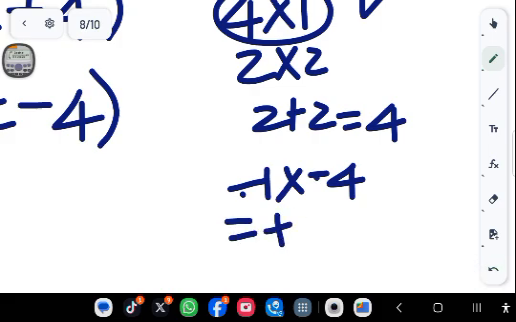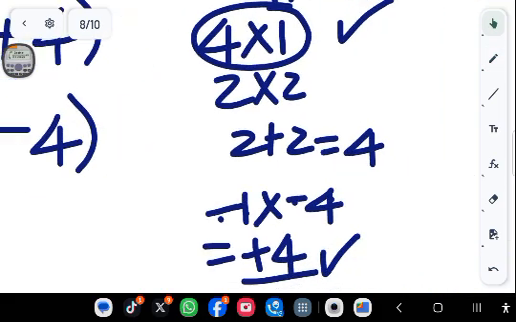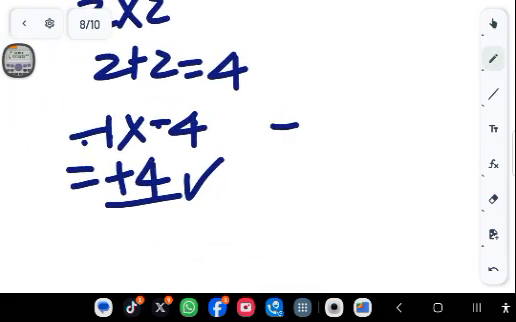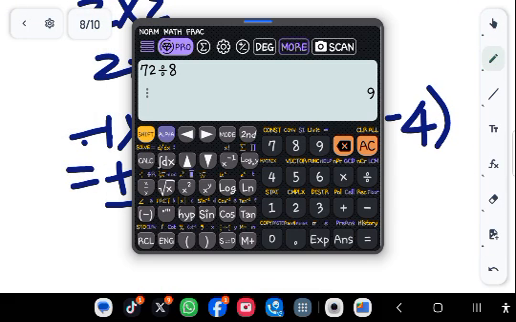Negative times negative is positive. 1 times 4 is 4, and that checks out. But also, when you add these two together, negative 1 plus negative 4, you can take out a calculator if you don't believe me. That will give you negative 5.